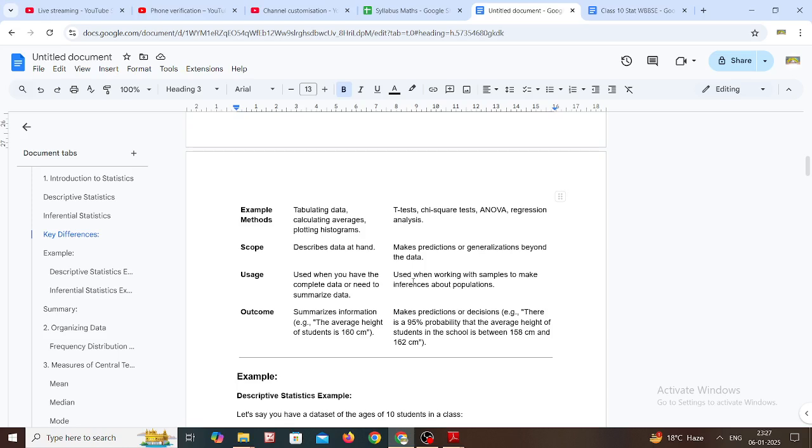Where do we use inferential statistics? It is used when working with samples to make inferences about a population. Now, what is population and what is sample? Let's take an example. If we say that an election is taking place, in an election, what do we do? Various election sites, there an election is happening, and there is an exit poll where sampling is basically done.